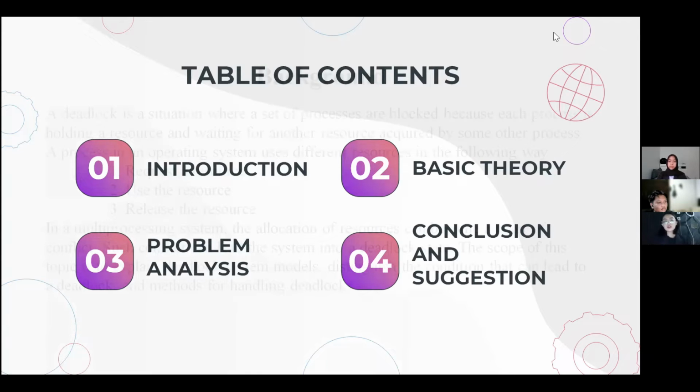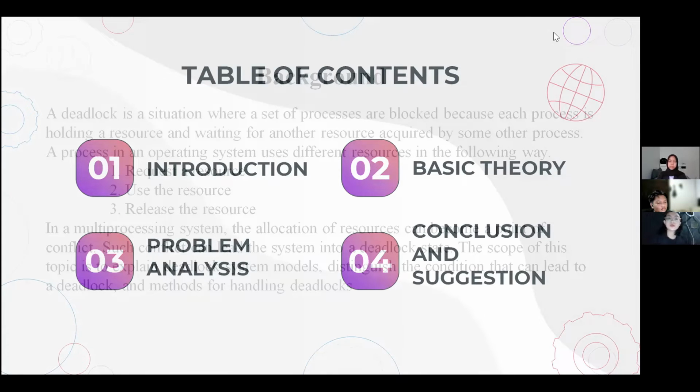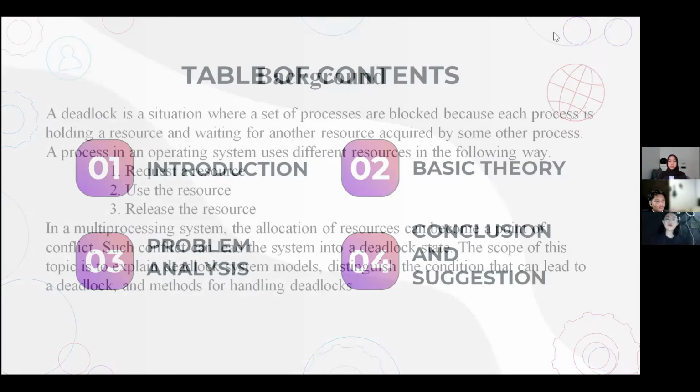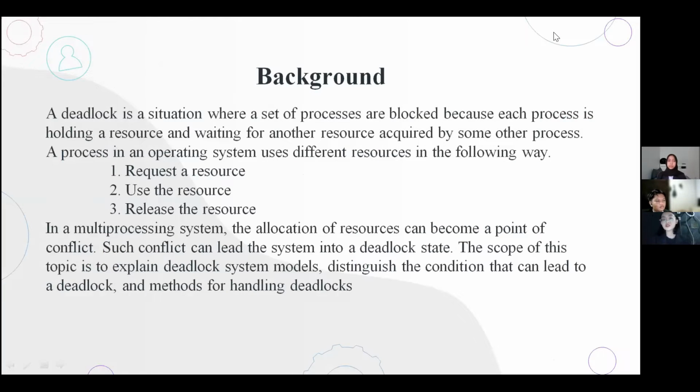A deadlock is a situation where a set of processes are blocked because each process is holding a resource and waiting for another resource acquired by some other process. A process in an operating system uses different resources in the following way. First, request a resource, the second is use the resource, and the third is release the resource.